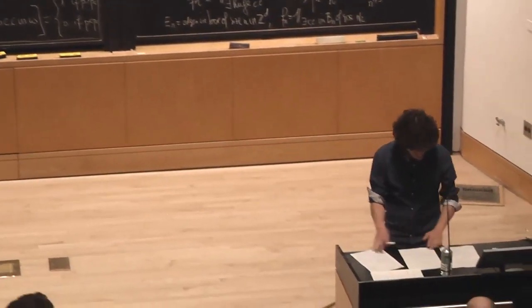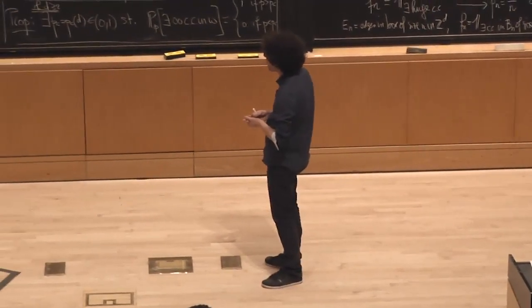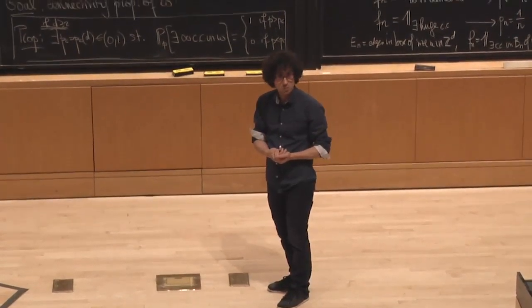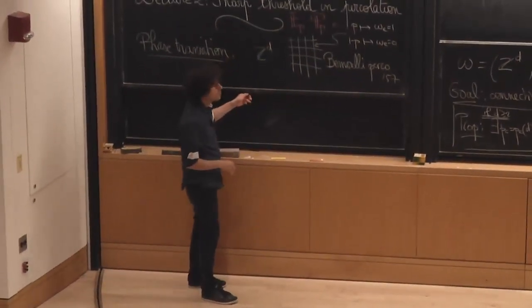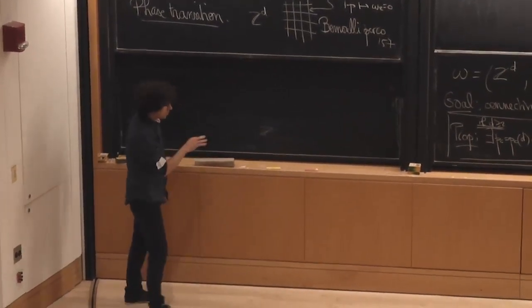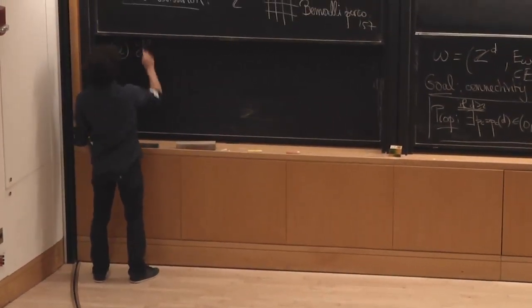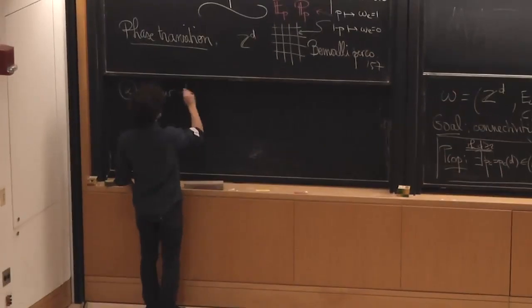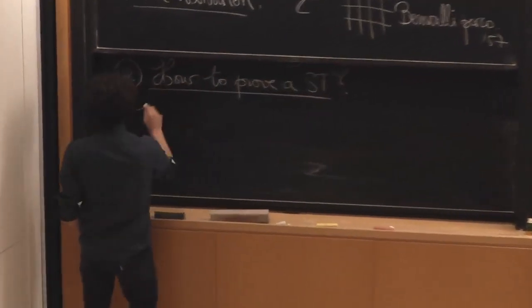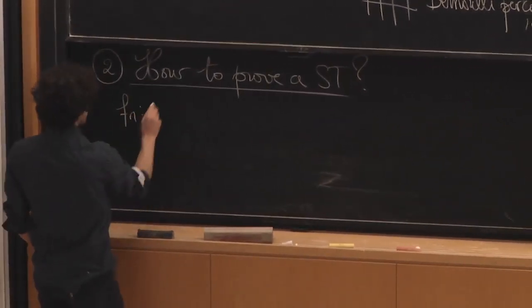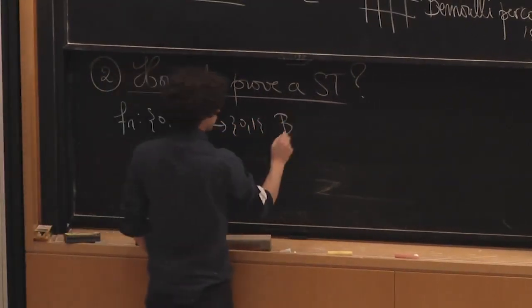And what I want to do in the remainder of the talk is tell you how one can prove that there is a sharp threshold. What are the tools that you have to prove a sharp threshold? So we are going to abandon a little bit the case of percolation for a moment and think more generally about Boolean functions. So how to prove a sharp threshold. Think of Fn as a function from {0,1}^En into {0,1}. So it's called a Boolean function.